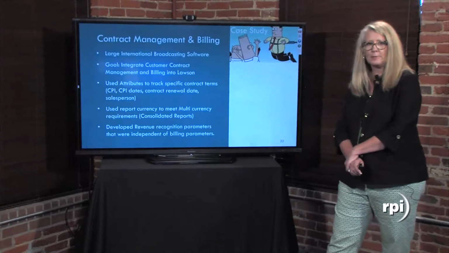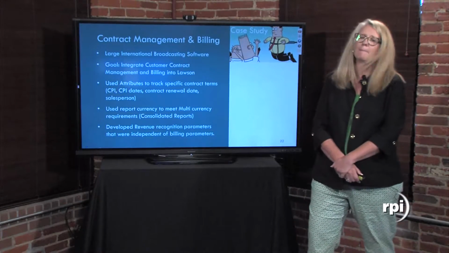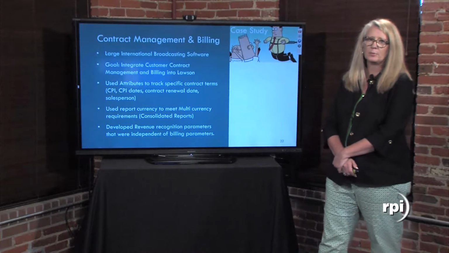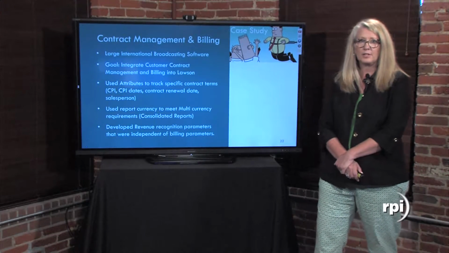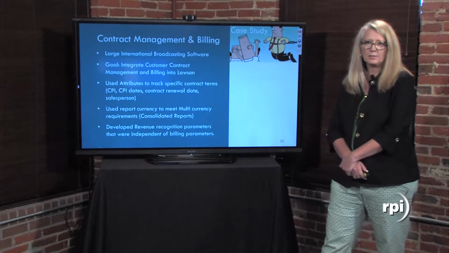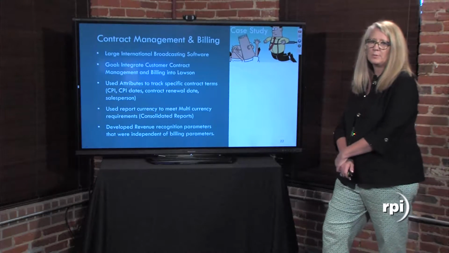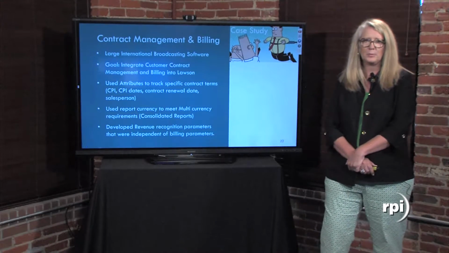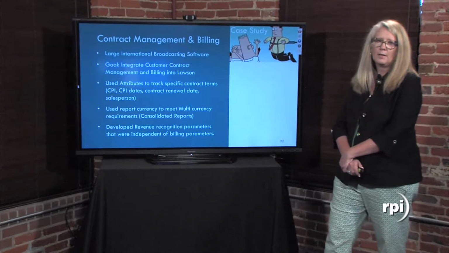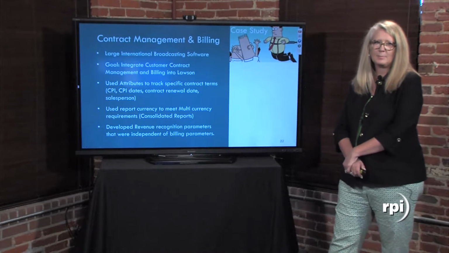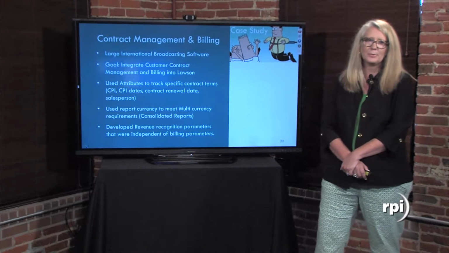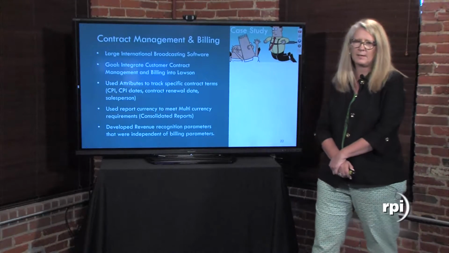Another example would be contract management and billing. This was a very large international broadcasting software company. Their goal was to integrate their customer contract management and billing into Lawson. We used a tremendous amount of attributes in AC. They were looking to track specific contract terms such as CPI, CPI dates, contract renewal dates, salesperson, and many other things.